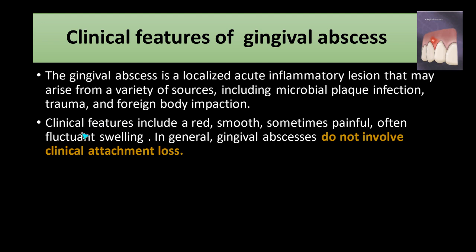I'm sorry. Clinical features, how do we detect a gingival abscess? Any abscess is of course detected as a red, smooth, shiny, painful, fluctuant swelling. But how is gingival abscess different from periodontal abscesses? In gingival abscess there is no periodontal destruction. There is no periodontal pocket formation. There is no attachment loss. The abscess is confined to the gingiva.